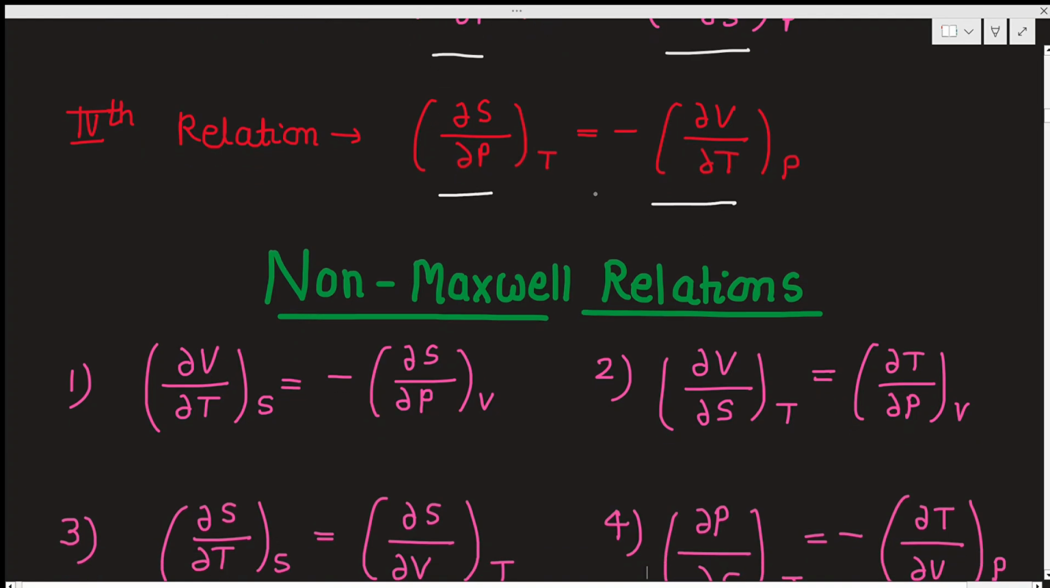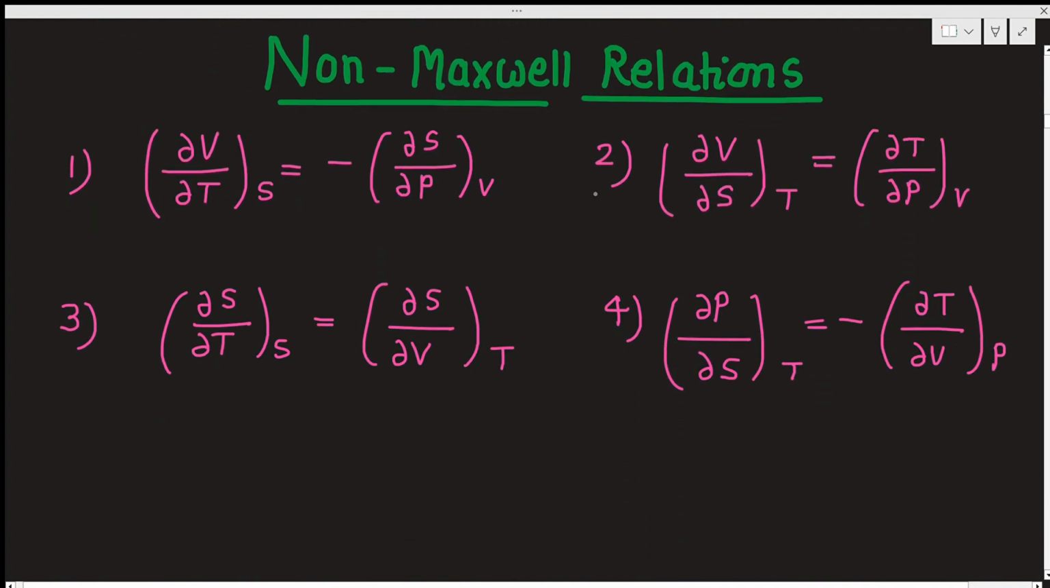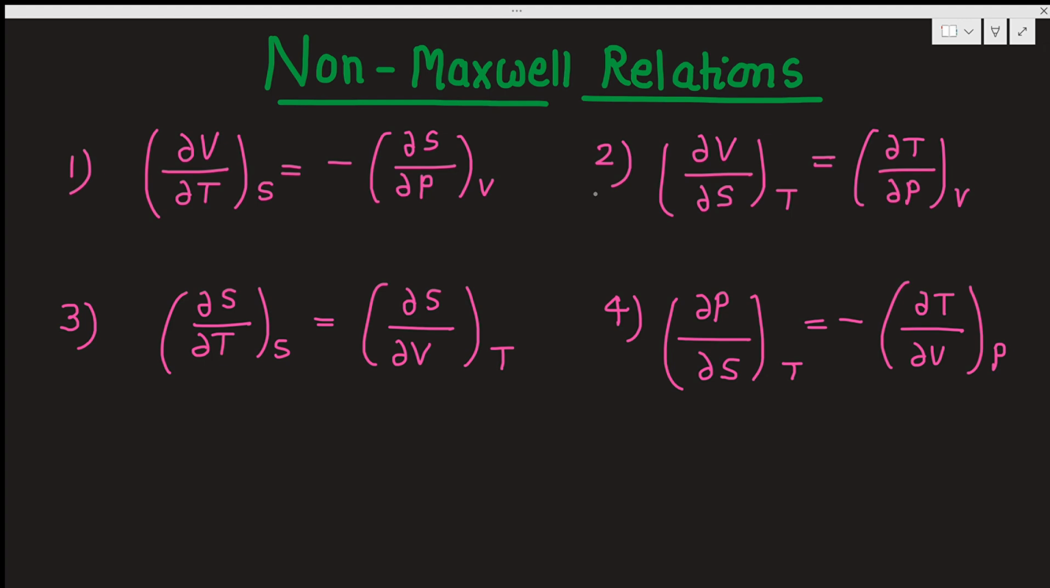But actually there are also the non-Maxwell relationships. It means they are reciprocal. The reciprocals of the Maxwell relationships are also true. It means del V upon del T at constant S is equal to minus del S upon del P at constant V.